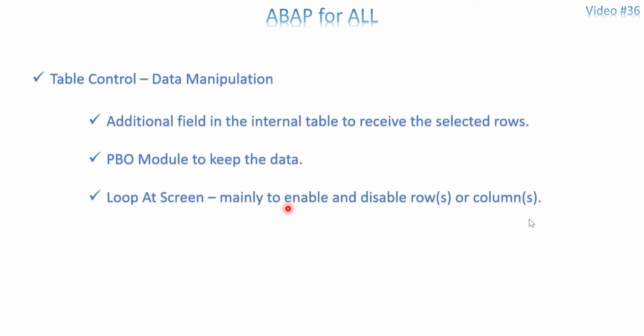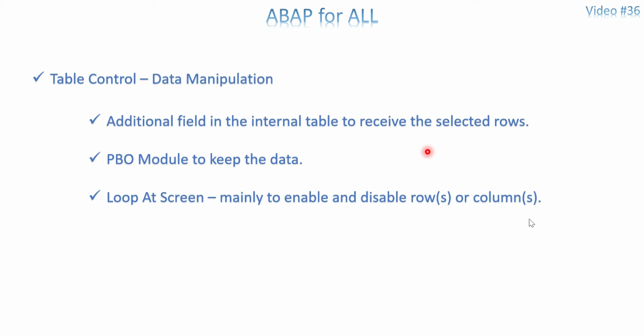And then data manipulation. You need an additional field in the internal table to receive the selected rows. Normally in any standard SAP transaction, if you want to modify any item or any row, you have to select it. Because only then does the system recognize that out of 10, the user wants to modify only 2 or 3 records. So to recognize that, you need one field in your internal table.